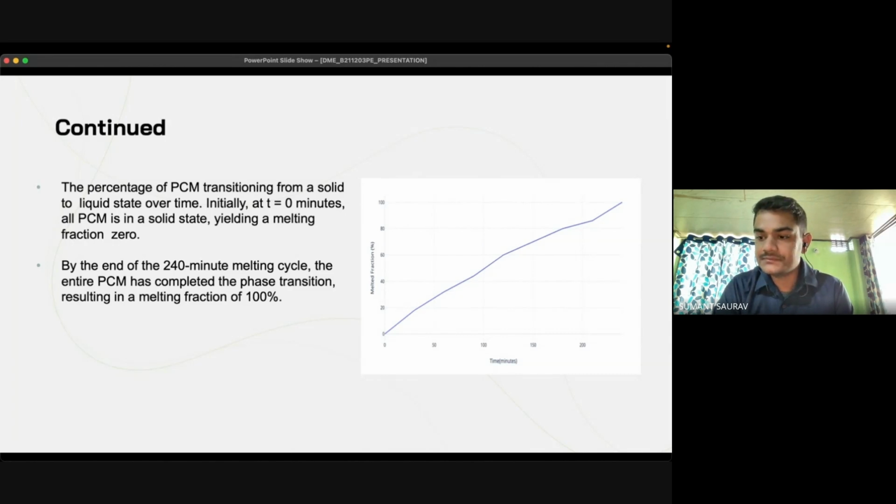fraction of 100. Other key highlights of this graph are 19% liquid PCM at the end of 30 minutes, 47% at the end of 90 minutes, and 87% at the end of 210 minutes, and all is converted to liquid at the end of 240 minutes.